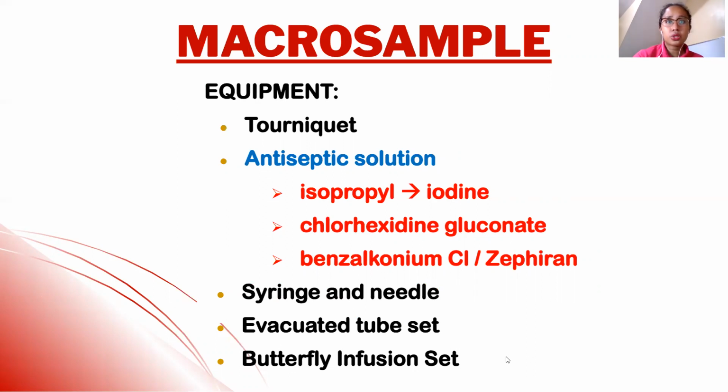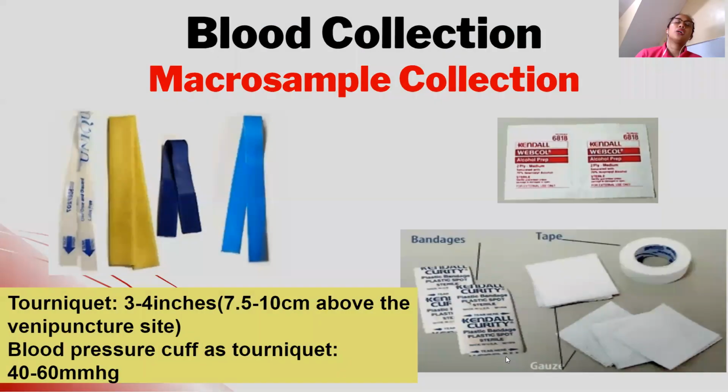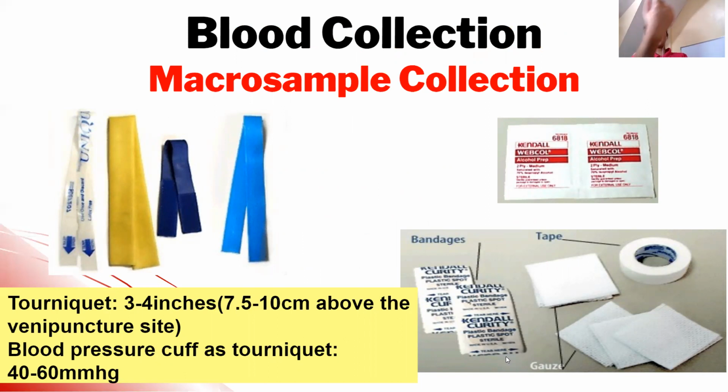We use antiseptic solution, usually alcohol, sometimes iodine, the syringes, the needle, the evacuated tube, and the butterfly set. The tourniquet is usually placed in the antecubital fossa, 3 to 4 inches above the site of puncture. 7.5 to 10 centimeters, minsan nung lumalabas sa board exam. If there's no tourniquet, especially if we have an obese patient, hindi talaga kasya sa kanya yung maliliit na tourniquet, use a blood pressure cuff. Pero meron talagang obese na hindi pwede yung isang blood pressure cuff. Dapat dalawa. If you're going to use a blood pressure cuff, maintain a pressure of 40 to 60 only.